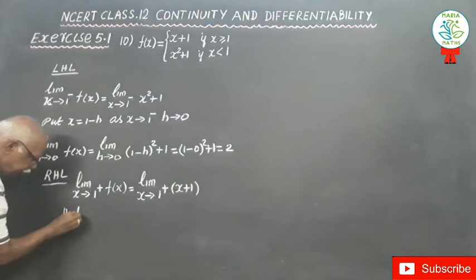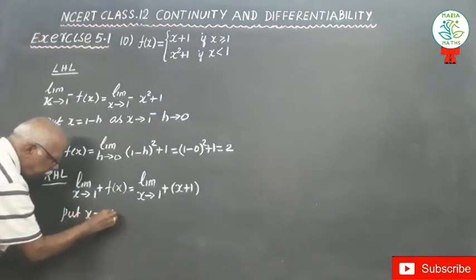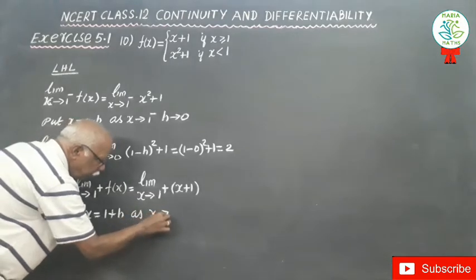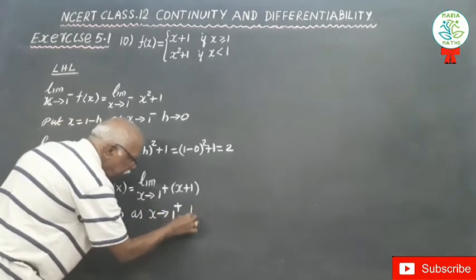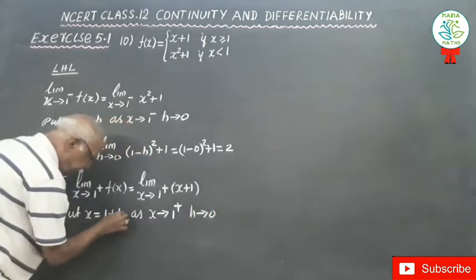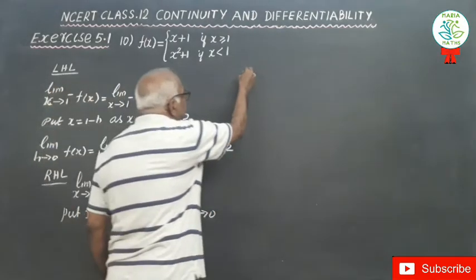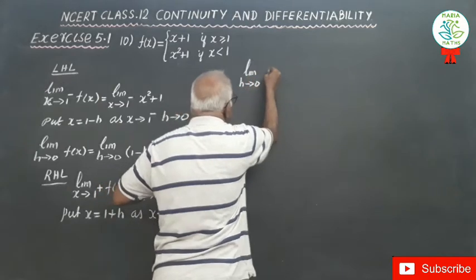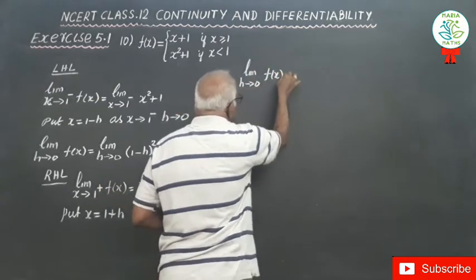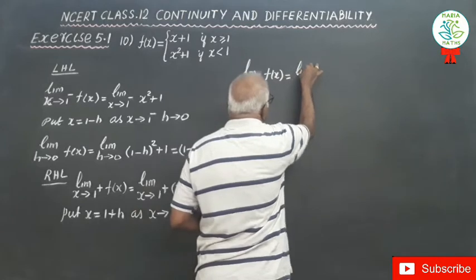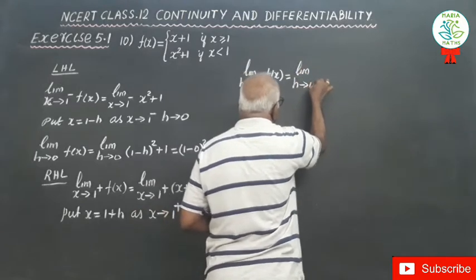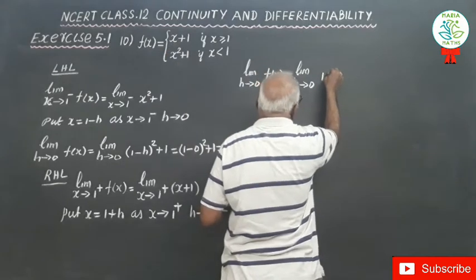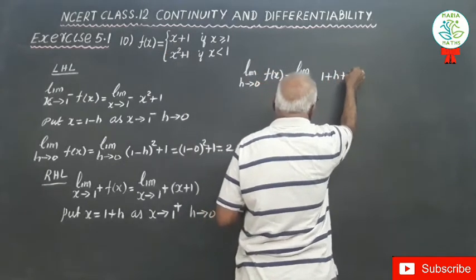Put x is equal to 1 plus h. As x tends to 1 plus, h tends to 0. Limit h tends to 0 f of x is equal to limit h tends to 0 of x plus 1, that is 1 plus h plus 1.